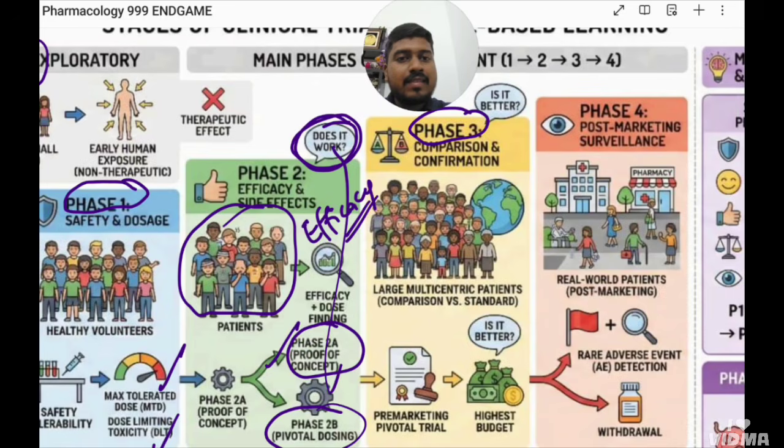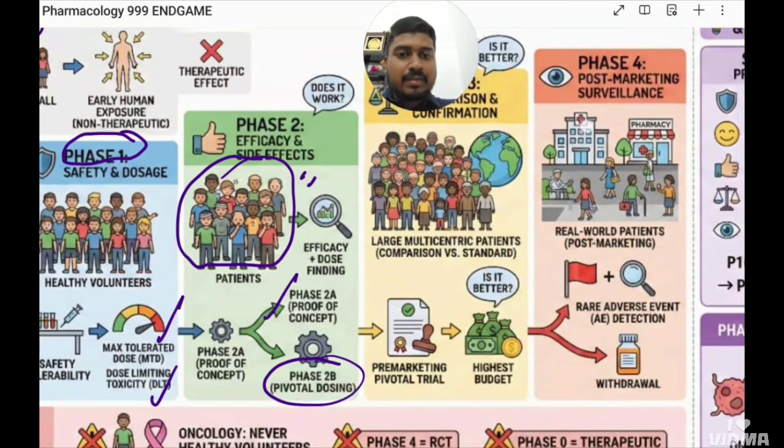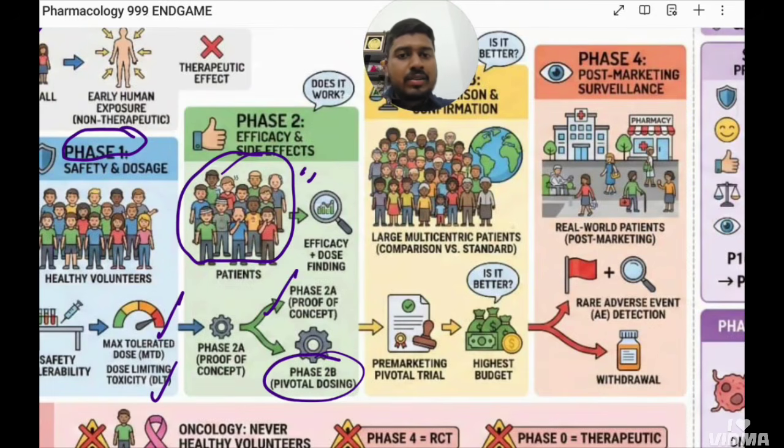In phase 3 what we see is, here we will compare the available drug with the prior drugs, with the standard drug, and see whether the effect of this current drug is better than what is the standard, okay. So is this drug better than the other drugs that are available in the market? So here you will enroll a large number of patients, a large multicentric population, and then you compare whether it is better than the standard or not, okay. And this is the place where the highest budget of a drug company goes.